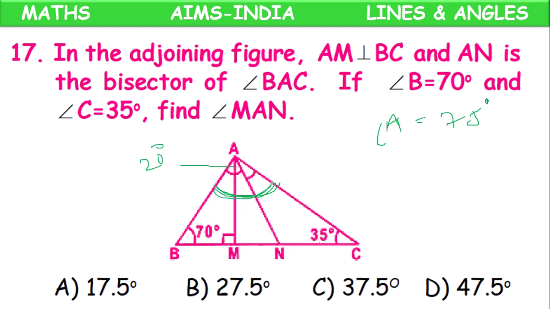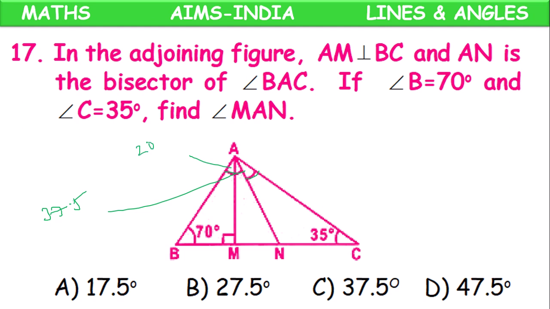But this total angle A is bisected by this AN. So this part is equal, so out of 75, half is how much? 37.5. This total angle will be equal to 37.5, and this small part is equal to 20 degrees. So the remaining part, how much? 37.5 minus 20. So the answer is 17.5 degrees.